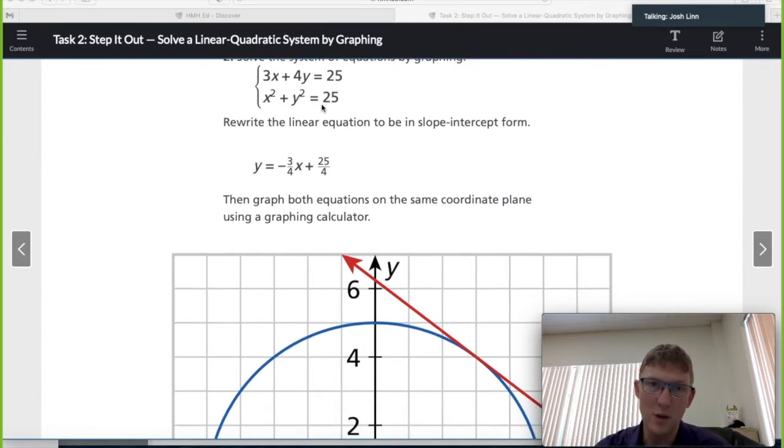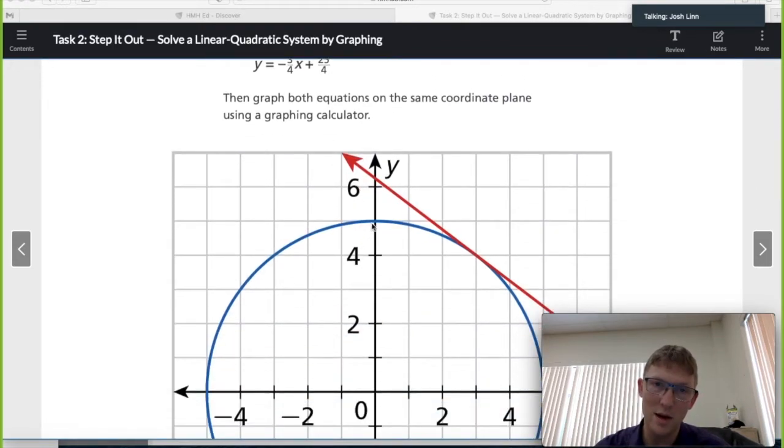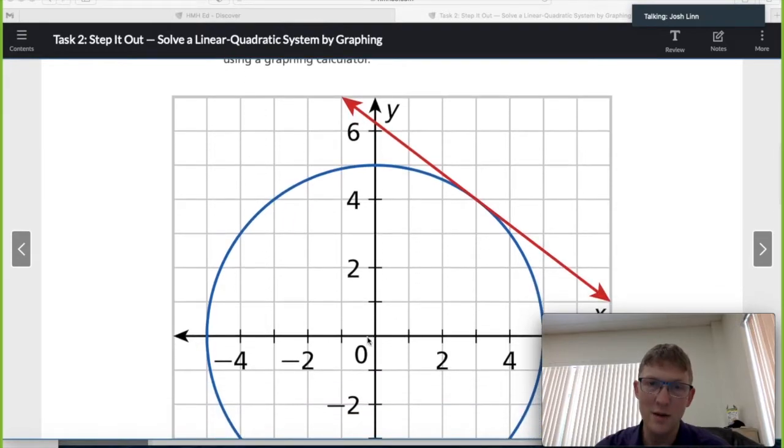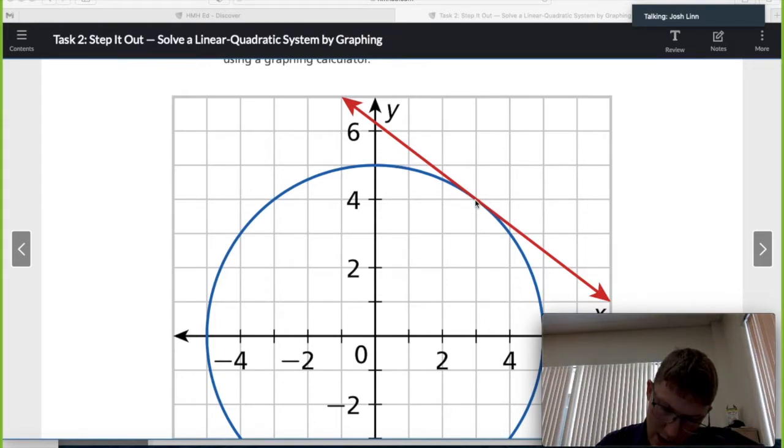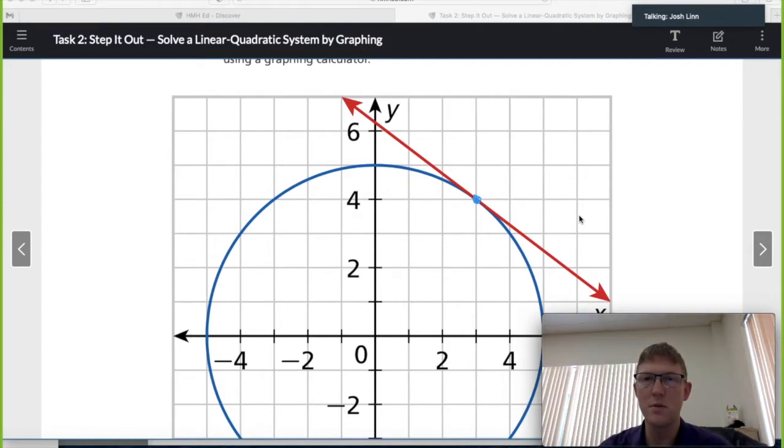The radius squared, we take the square root of that. The square root of that is 5. So the radius of our circle is 5. And you'll notice that they connect in just that one point right there.